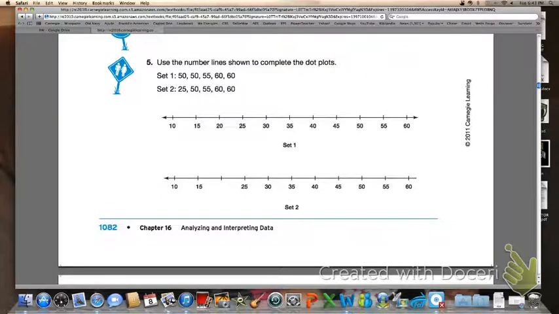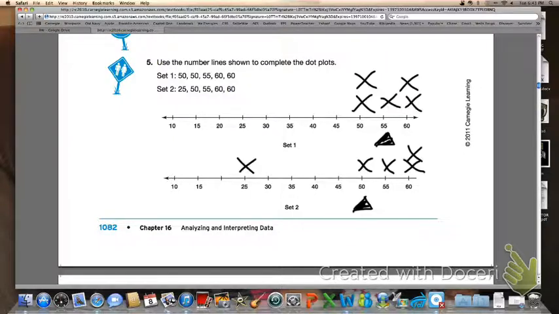Take a look at number 5 then at the bottom of page 1082. Go ahead and use the number lines shown to complete the dot plots. So here are what your dot plots should look like for number 5. What I would like you to do then is turn to page 1083 and answer letter B, letter C, and letter D based off of the two dot plots in number 5.